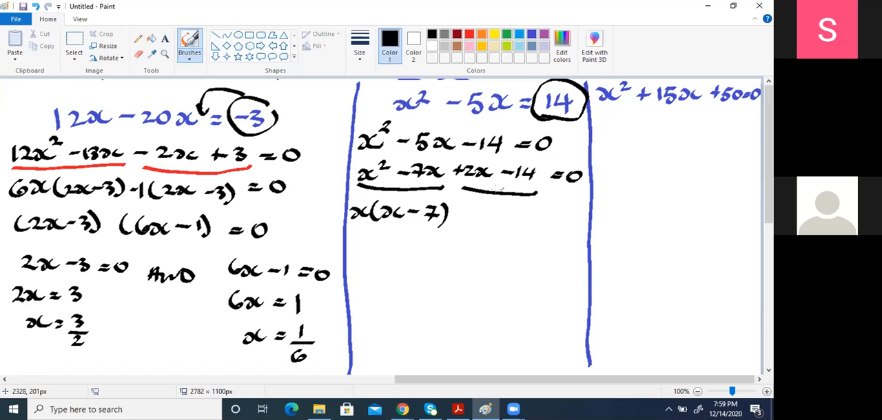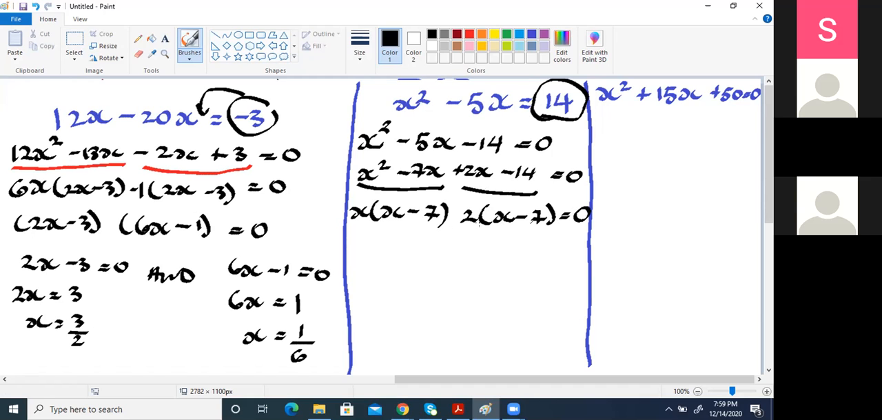What's the highest common factor between 2x and minus 14? 2. So 2 into 2x gives you x. 2 into negative 14 gives you? Negative 7. Equals to 0. So now you have x plus 2, x minus 7 equals to 0.